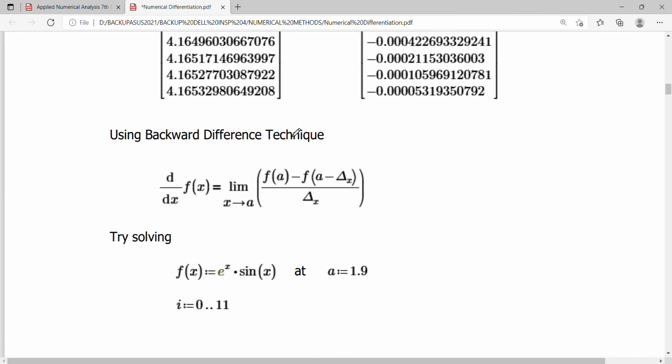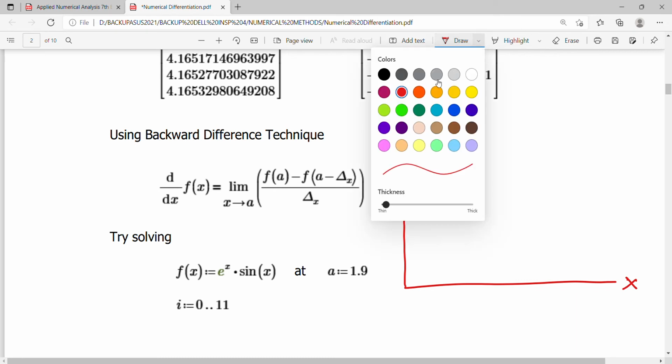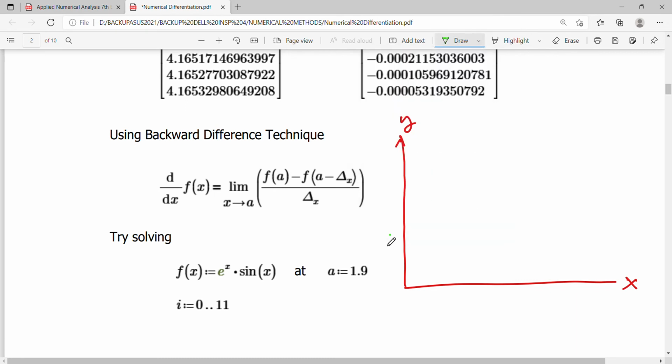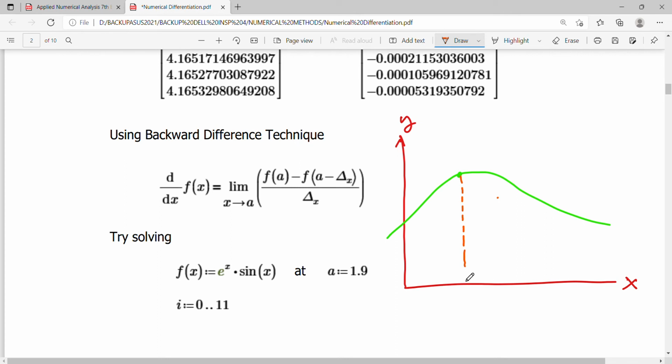Okay, so for the backward difference technique, the procedure is similar. Of course, they are not the same, but it's similar. If you have here the y-axis and here the x-axis, and here the graph of the function, what you do is you set an interpolating value here, let's say x equals a, and then instead of having a forward increment, you just get a backward increment.